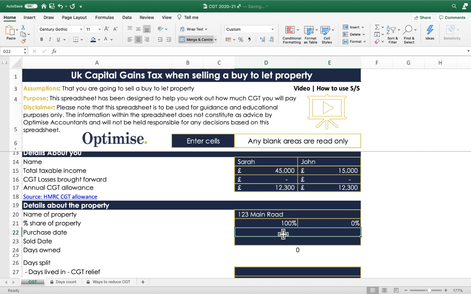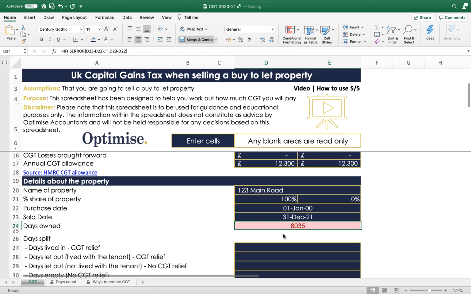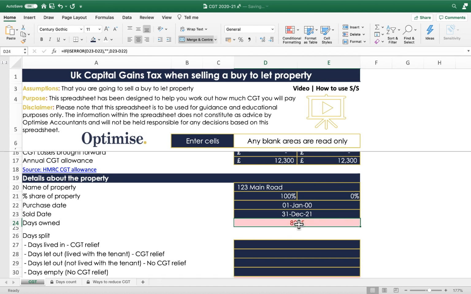Now the purchase date we'll just put in here is unlikely, but we'll go with the 1st of 1st 2000. Who would buy property on the 1st, let's be fair. And then the sold date. So if we put in the 31st of 12/2021, that will tell you now that there's a number here of 8035. That is the number of days that the property has been owned.